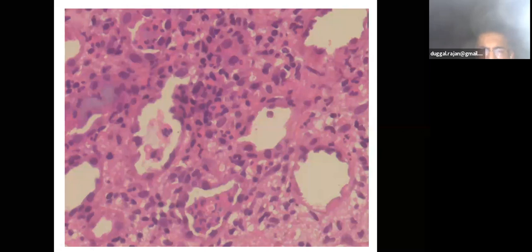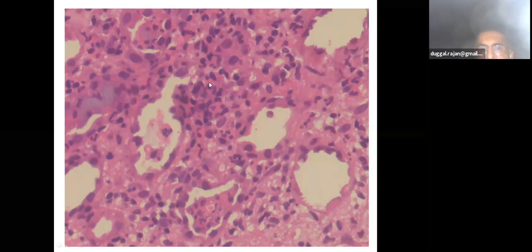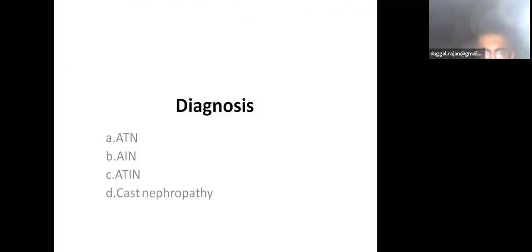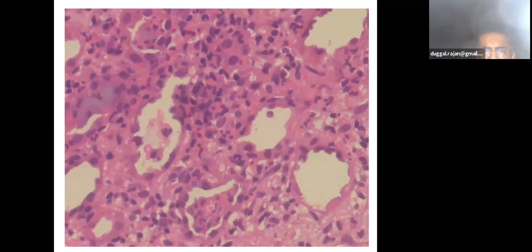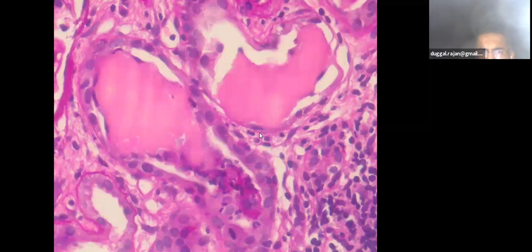So in this case, both the components are there. There is ATN as well as interstitial inflammation. There are also a few scattered orange color cells. These are eosinophils. So it was a drug-induced acute tubular interstitial nephritis. There is history of NSAID intake also. Why is it not cast nephropathy? Because you are not seeing those kind of casts in the tubules. Okay, so I'll show you.